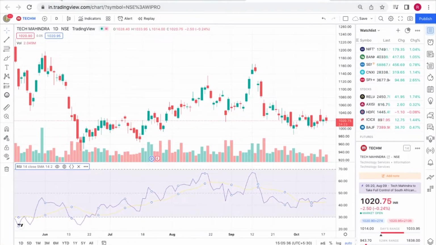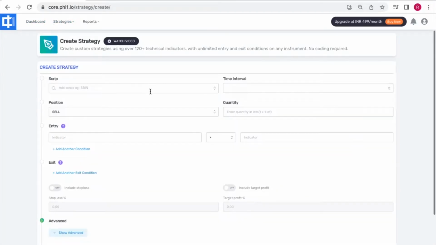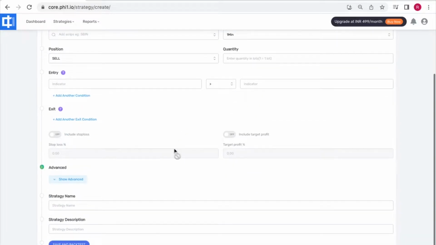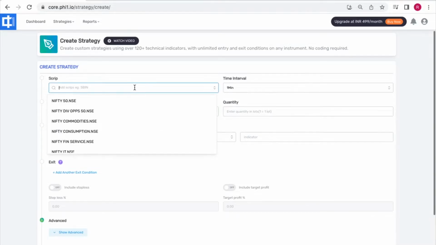Let's go and create this strategy on the platform. All you need to do is log on to Phi 1 Core, go to My Strategies and hit Create Strategy. If you've seen our earlier videos, you may know that this is a template based strategy creator. You do not need to add any sort of code here. You don't need to know any coding. All you need to do is select the parameters that you like, select from over 120 plus indicators and add your desired values. Add unlimited entry and exit conditions, and your trade will be executed automatically when your conditions are met. Let's begin by adding some scripts.